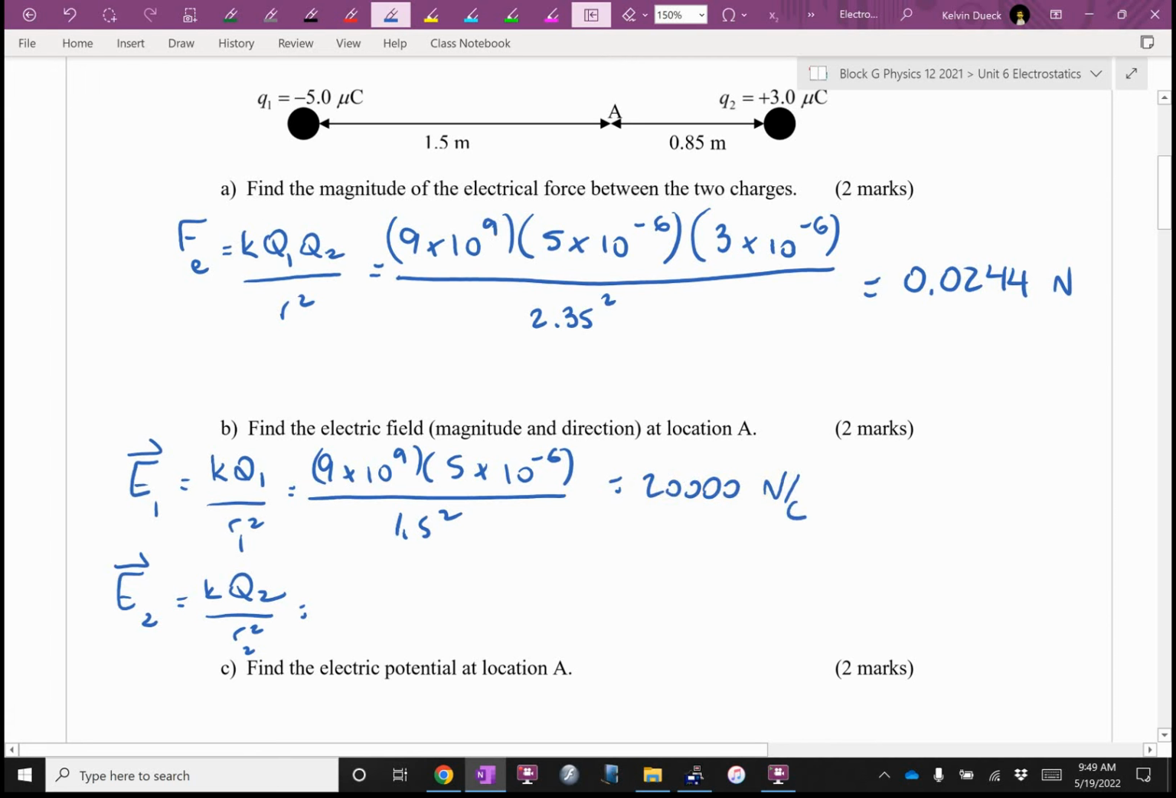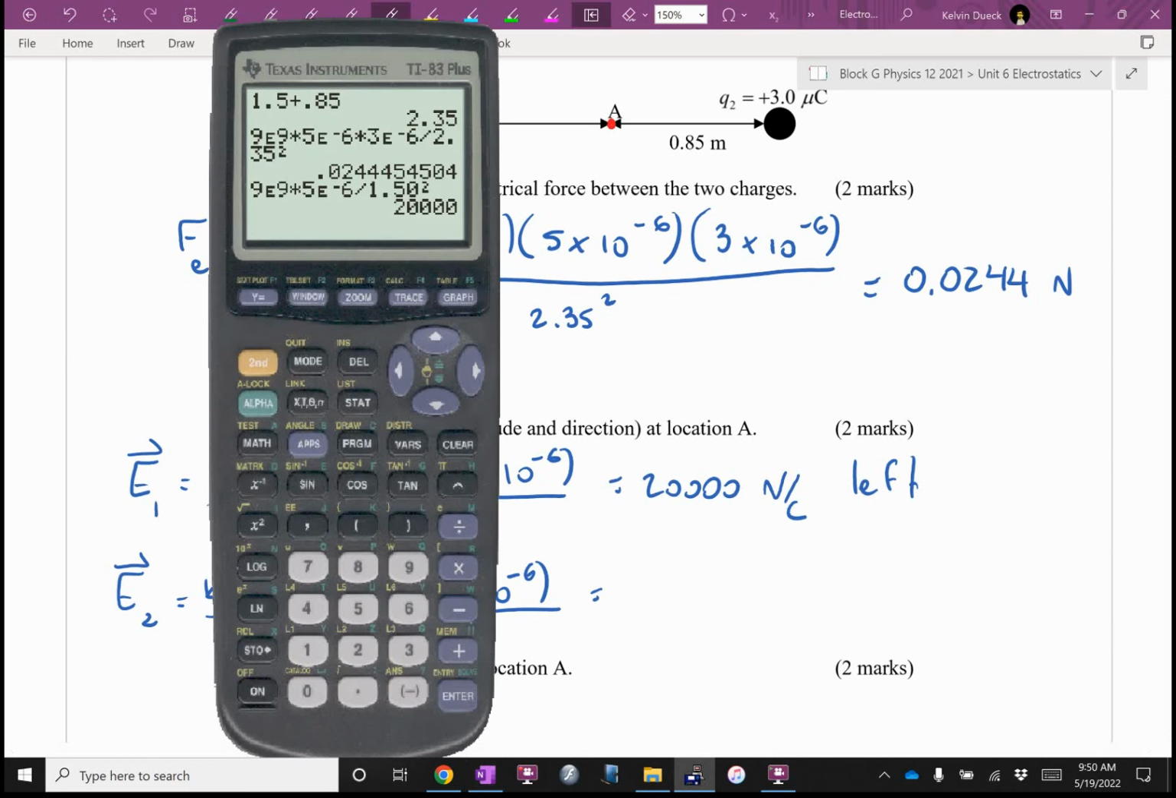Newtons per coulomb. Direction. I imagine a little positive charge at location A, and I ask which way it would feel a force because of charge 1? It would get pulled to the left. I repeat for charge 2, 9 times 10 to the 9th, 3 microcoulombs, all over 0.85 squared. So 3 microcoulombs all over 0.85 squared. And I get 37,370.